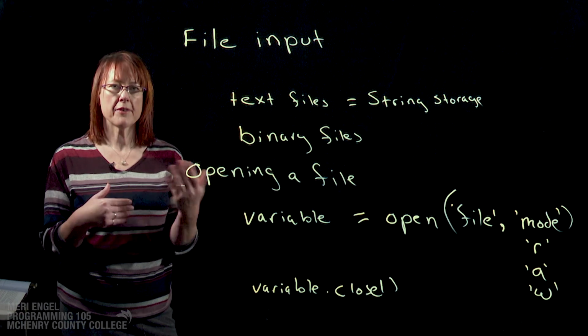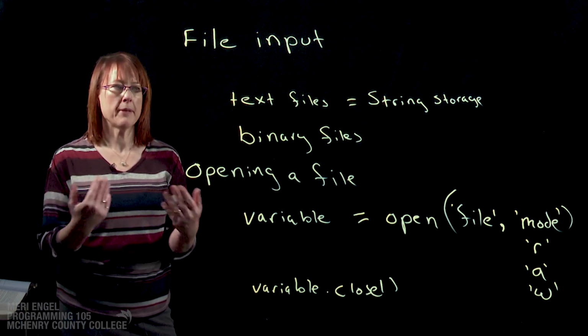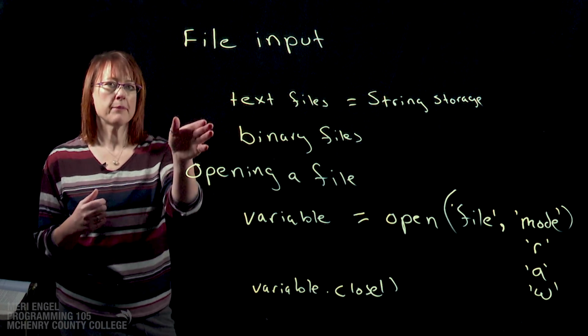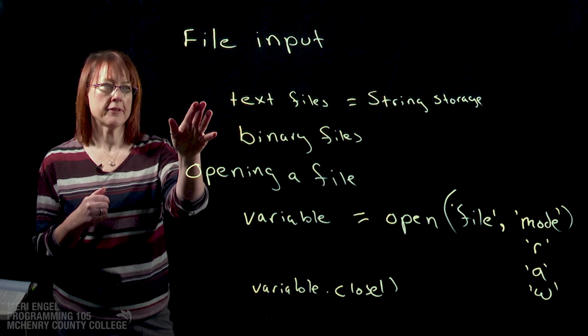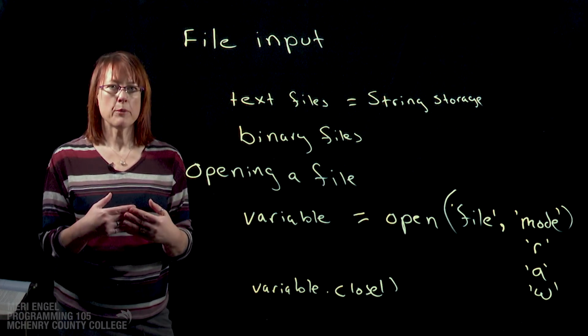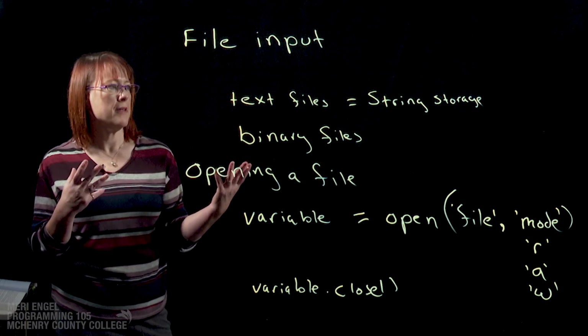We can access things from the computer memory. We can save them, we can read them in, we can append to them. And so there's two types of files we'll be working with in the book. In this chapter, we're just working with text files. So all of the data that we put in, even if it's numeric, will be put in as string storage.